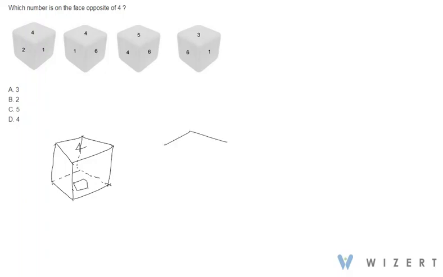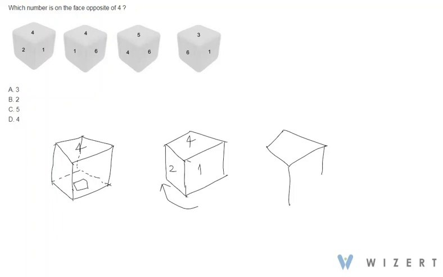From the first diagram, we can see that the numbers adjacent to 4 over here are 2 and 1. And when this die is rotated this way, we are given the next image for that. So this is 4, this is 1, this is 6. So the face that has gone behind over here, this face, it has 2 on it. So this is 2.